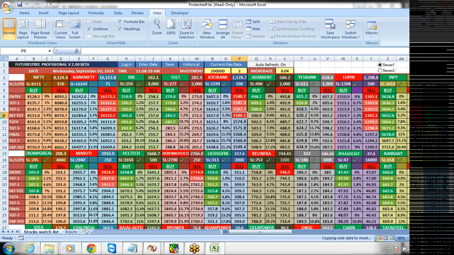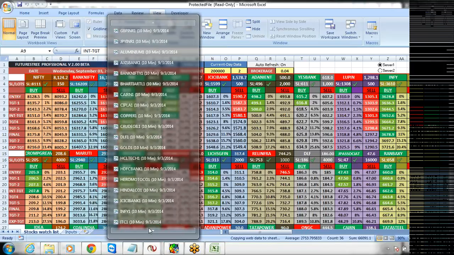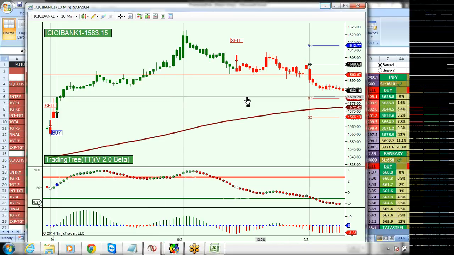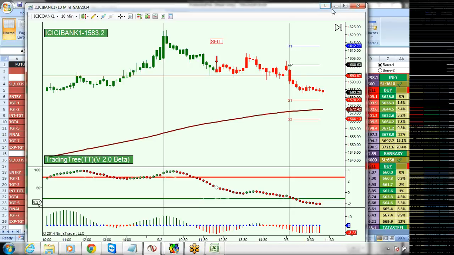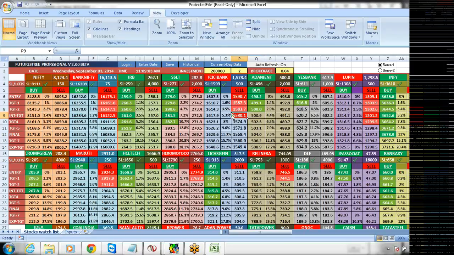At the intermediate target now. Many people don't have both the softwares, that is TradingTree and this software. So what you will usually do is exit at the intermediate target, that is 1580. That is roughly around 10 rupees. 10 rupees in futures is nothing but 2500 rupees in ICICI Bank.